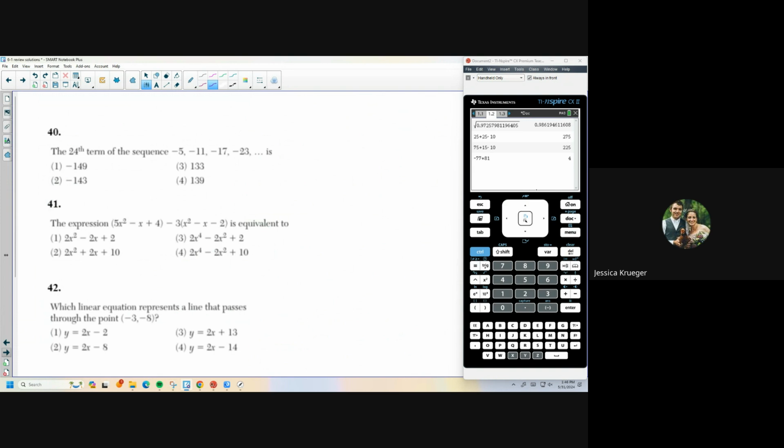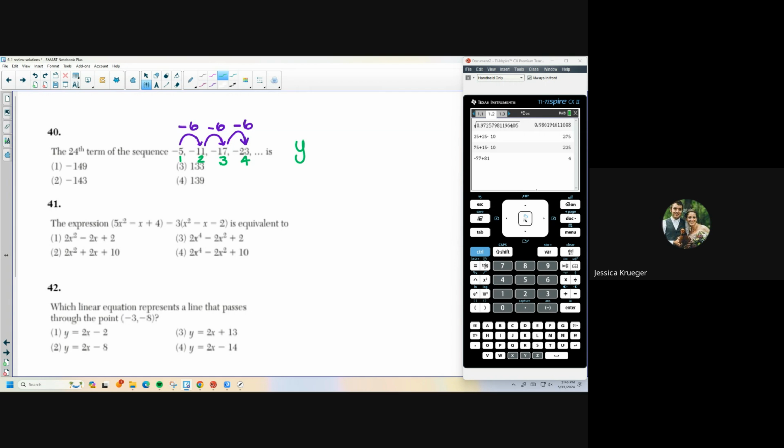The 24th term of this sequence is what? So I've got to figure out what type of sequence this is. To go from negative 5 to negative 11, I could subtract 6. And then negative 11 minus 6 is negative 17. And I can keep doing this. It's really important to remember this is my first term, second term, third term, fourth term.